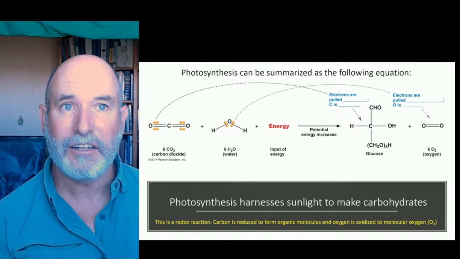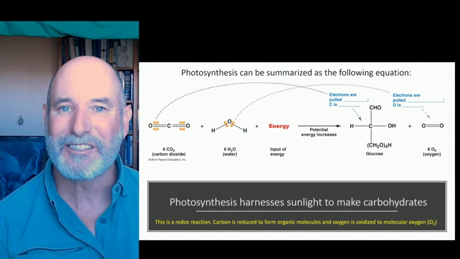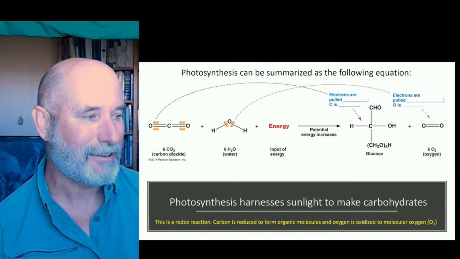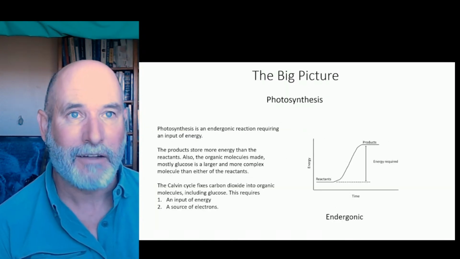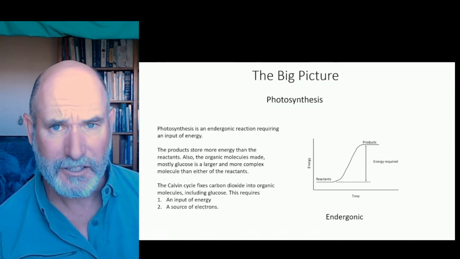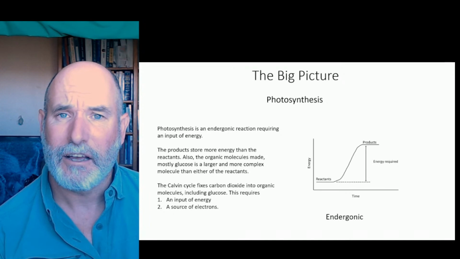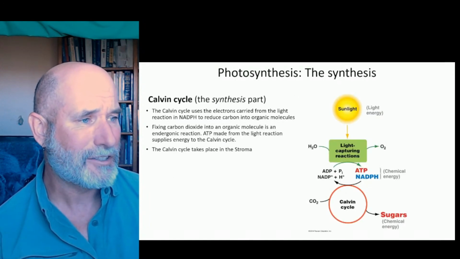But the reality is this is a multi-step process, and photosynthesis actually doesn't even make glucose. It makes a 3-carbon compound. And of course, if you remember, I've said this over and over, that this is an endergonic reaction here. So, big picture here, Calvin cycle.